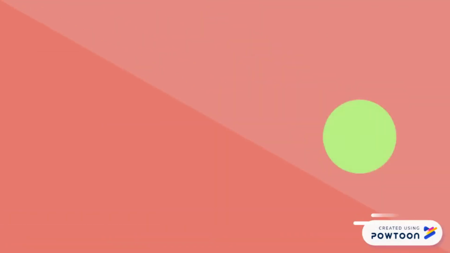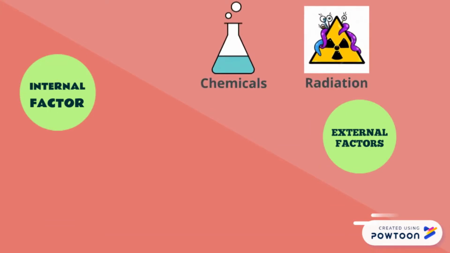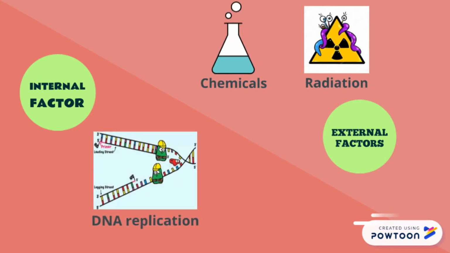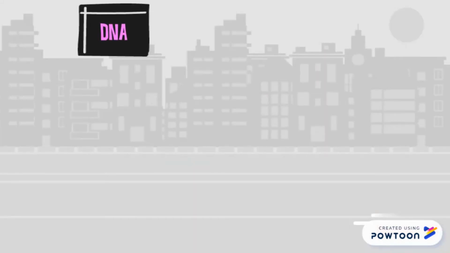Mutation is caused by external and internal factors. External factors include chemicals and radiation, while internal factors involve errors that occur during DNA replication, where DNA fails to copy accurately. Genetic information for protein synthesis is stored in DNA.